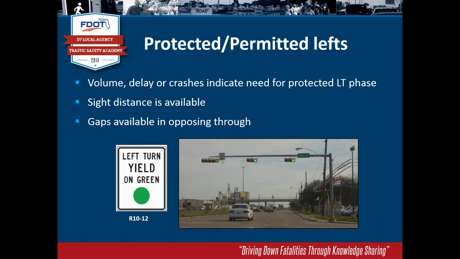Protected plus permitted, again, if you've got real high left turn volumes or you've got some crashes, then maybe you need to upgrade to a protected left turn, but you still like some of the capacity of the permitted phase as well. So in that case, you might try a protected plus permitted. You still need to make sure if you're doing protected plus permitted that you have sight distance, again, because you're looking down the road looking for a gap in traffic, and so you have to be able to see the oncoming traffic. So sight distance, again, is critical if you're going to have the permitted phase as well as the protected. And gaps have to be there if you're going to use it.